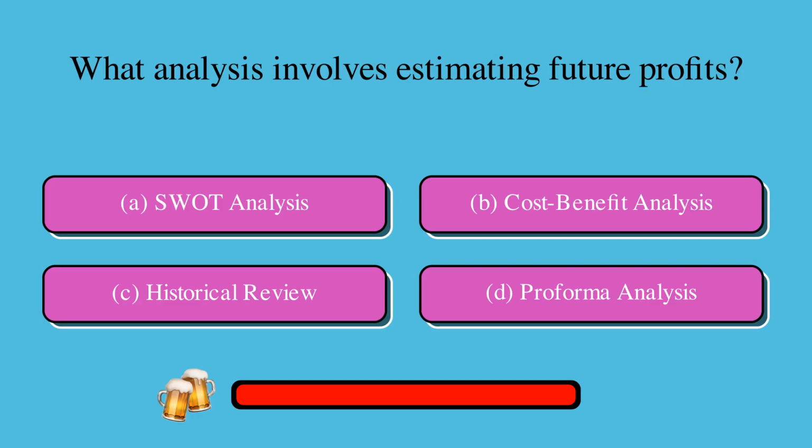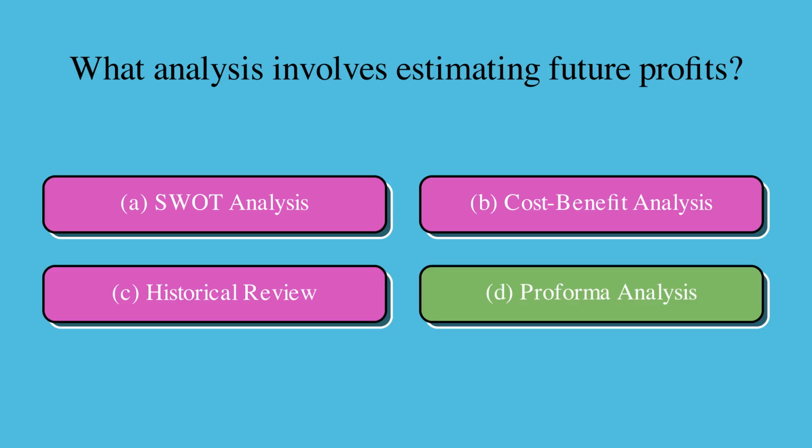What analysis involves estimating future profits? Is it A, SWOT analysis, B, cost-benefit analysis, C, historical review, or D, pro forma analysis? The correct answer is D, pro forma analysis.